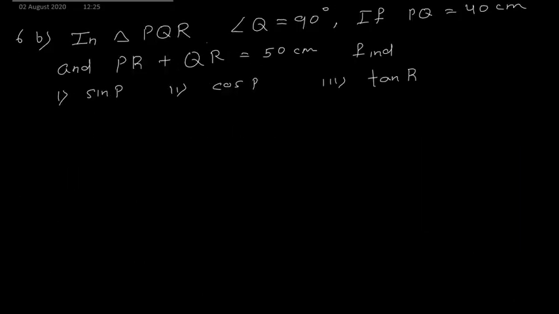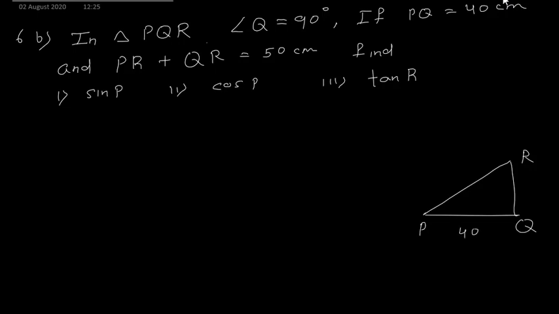Now 6b, in triangle PQR, angle Q is 90 degree. So again I will draw one triangle. Now I will draw like this. Angle Q is given 90 degree, so this 90 degree is your angle Q. PQ is given 40. So let us take this as P, Q and R. We have given PQ as 40 and PR plus QR as 50. So first write PQ as 40.